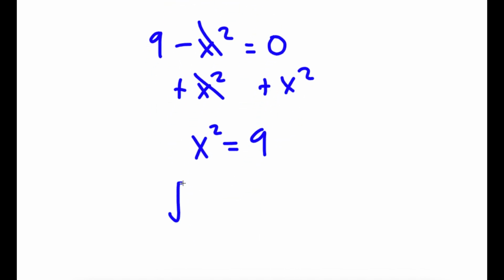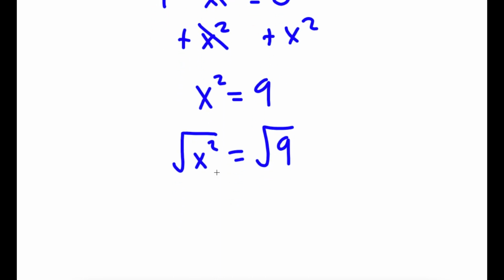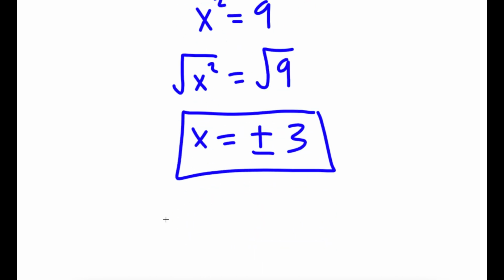Now, I'm going to take the square root on both sides, so I have the square root of x squared is equal to the square root of 9. And the square root of x squared, that's x. The square root of 9, this can be positive or negative 3. So my two solutions for x are x equals 3 and x equals negative 3.